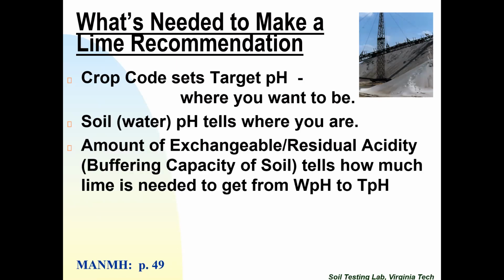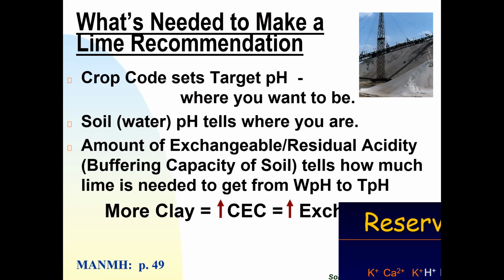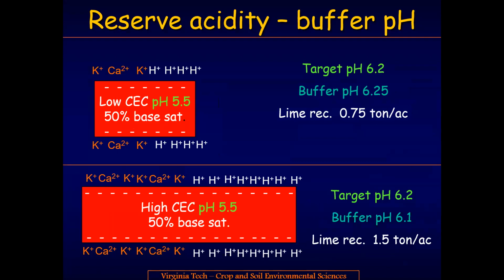And then again, to emphasize what the previous speaker was talking about, we use a buffer solution to measure the reserve acidity in the soil. And that tells us how much lime we need to apply to change the pH. More clay, more organic matter lead to higher cation exchange capacity, which leads to more exchangeable acidity, or reserve acidity. Most people understand that a sandy soil is going to need less lime to change the pH than a clay soil. So just a visual representation of this.